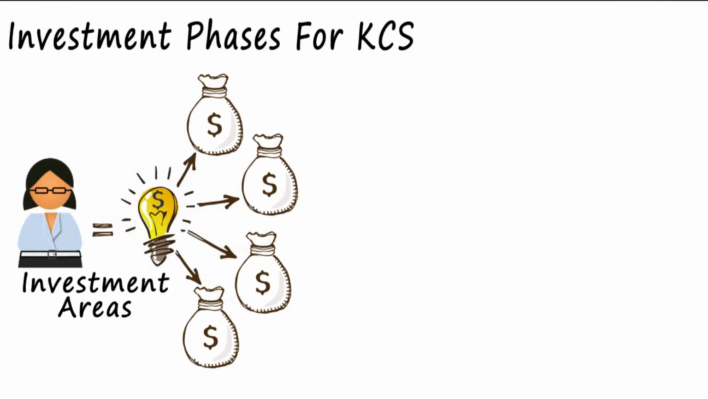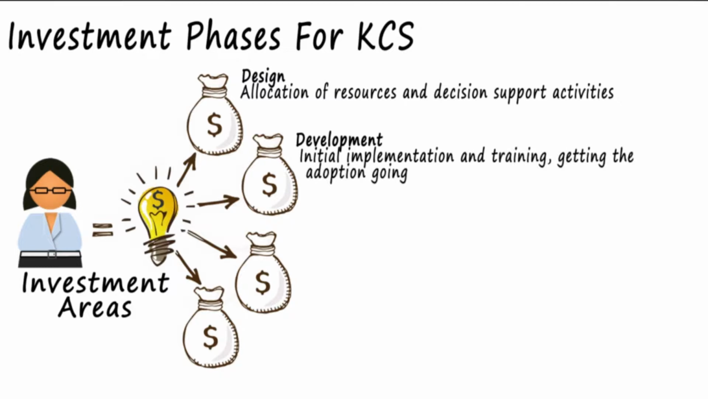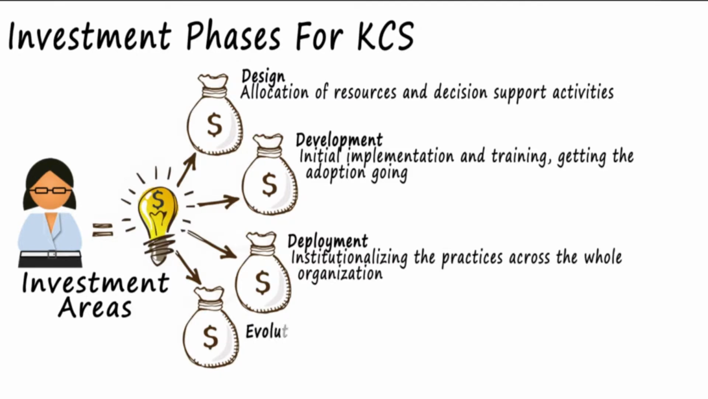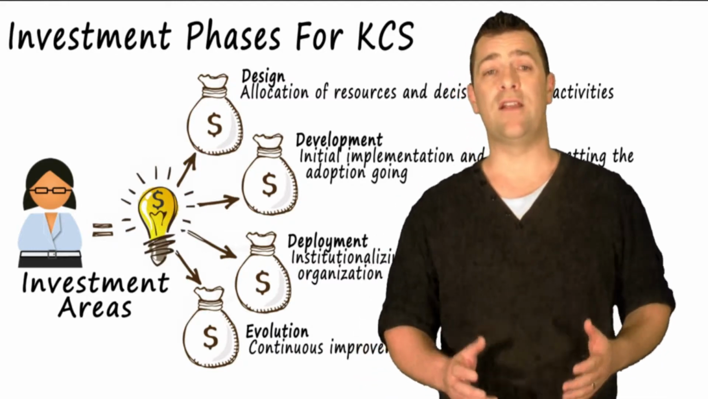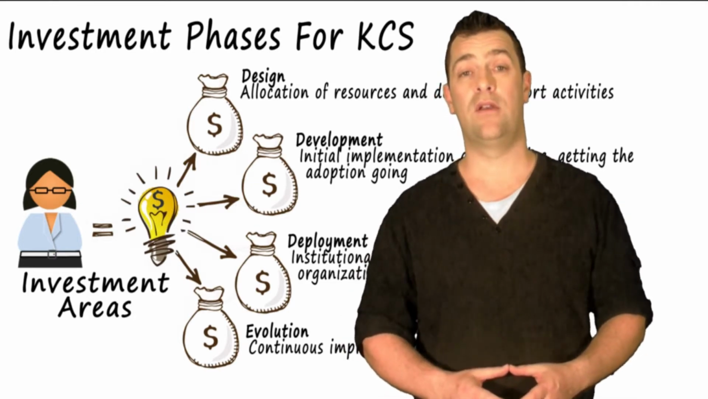Investments in these areas occur over the 4 phases of adoption. These are design, the allocation of resources and decision support activities; development, the initial implementation and training and getting the adoption going; deployment, institutionalising the practices across the whole organisation; and evolution, continuous improvement. Together, these areas and phases make up the total cost of ownership.